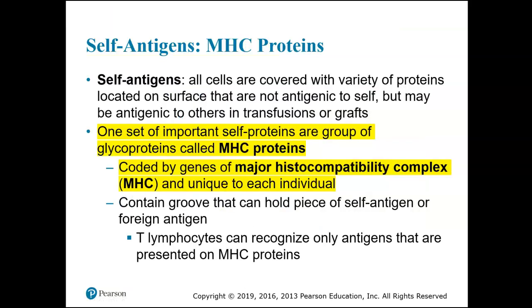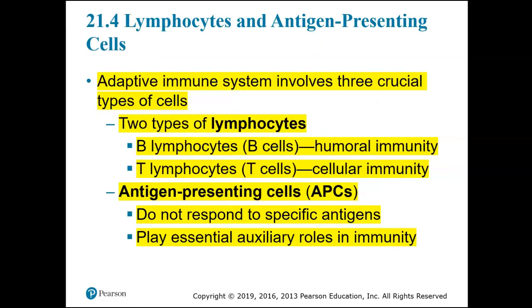Now, a self-antigen, of course, is recognized by our immune system as a self-antigen so that our immune system won't attack it unless you have an autoimmune disorder. One group of self-proteins or self-antigens are called MHC proteins, which means major histocompatibility complex, and that means tissue compatibility. And these are unique to each person.